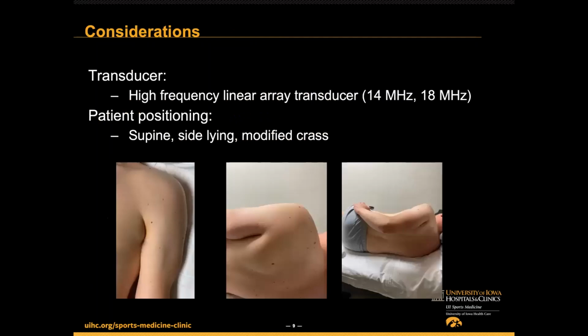Before we get started, a couple considerations. I usually use a 14 megahertz high frequency linear array for shoulder. You can use the 18. And then patient positioning is something that's important to consider.